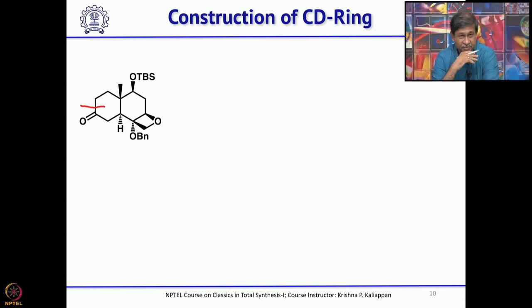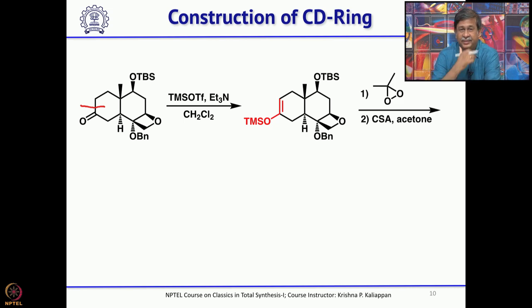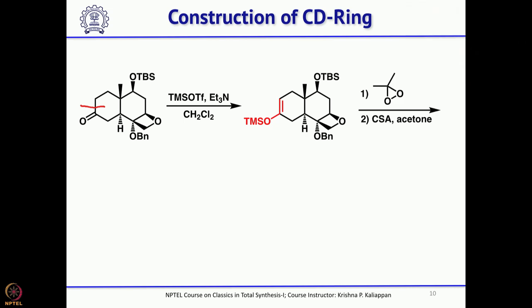So how can this be done? You have to make an enol ether, isn't it? The enol ether formation is quite simple and straightforward. If you take this ketone and treat with TMS triflate, then you get the corresponding enol TMS ether. If you treat this enol TMS ether with epoxidizing agents like dimethyldioxirane, DMDO, then what you get is the corresponding epoxide.